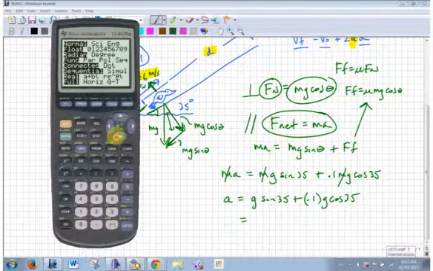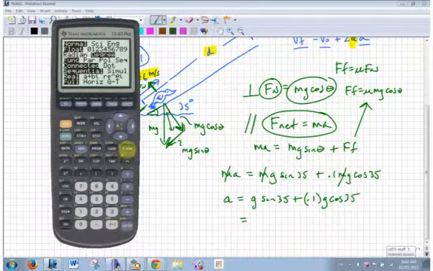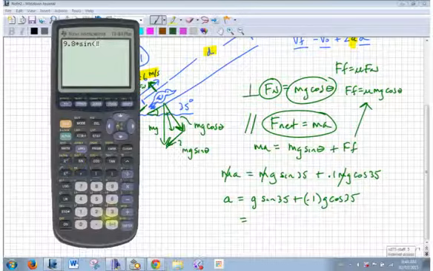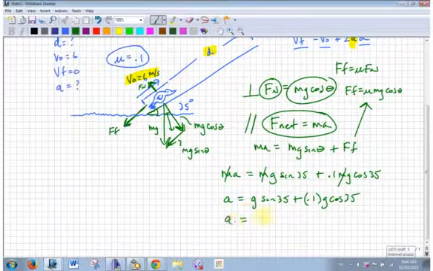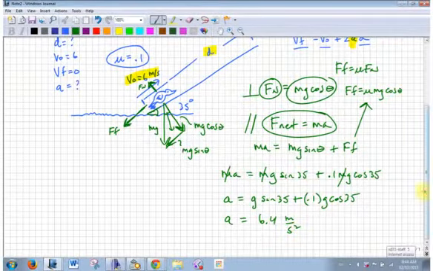Oh, gotta put that in degrees. 9.8 sine 35, close the bracket, plus 1/10 of 9.8 times cosine 35 is 6.4. Seem reasonable? Are we expecting something less than 9.8? Well, it depends how fast you came out of the water, I guess, right? Looks good to me. Meters per second squared, that's my acceleration.